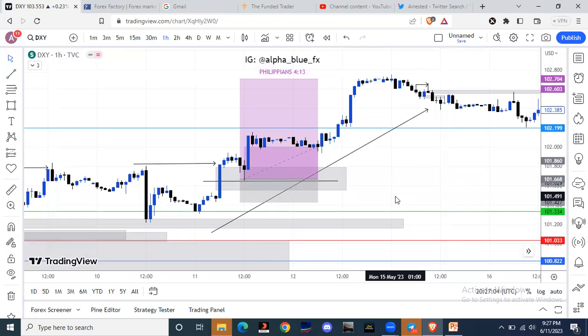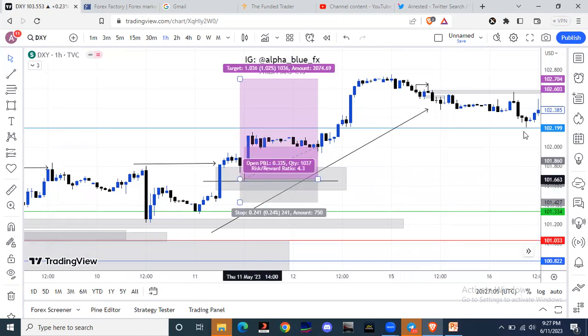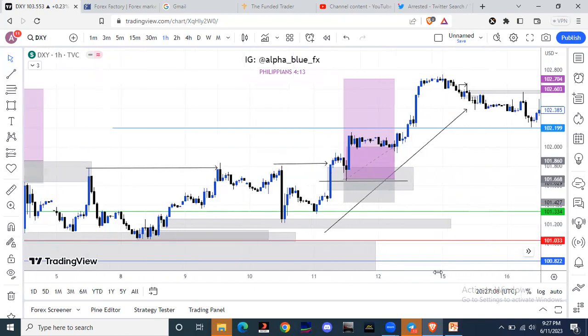You knowing that, okay, whenever there's an inefficiency in the market, the market will likely come back and correct that inefficiency before it will continue moving in its direction.